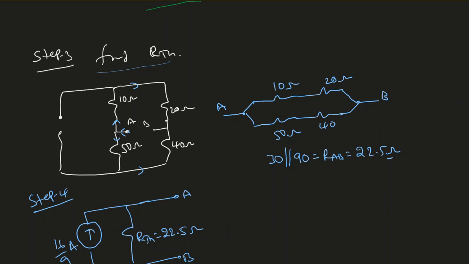I will start walking from A. I'm going to split in two parts, so 10 and 50. Since this is open, the current passing through the 10 ohm is going to be the same current passing through the 20. So those two must be in series. 10 and 20 in series, 50 and 40 in series. So we'll end up with 30 ohms in parallel with 90, which is 22.5 ohms.